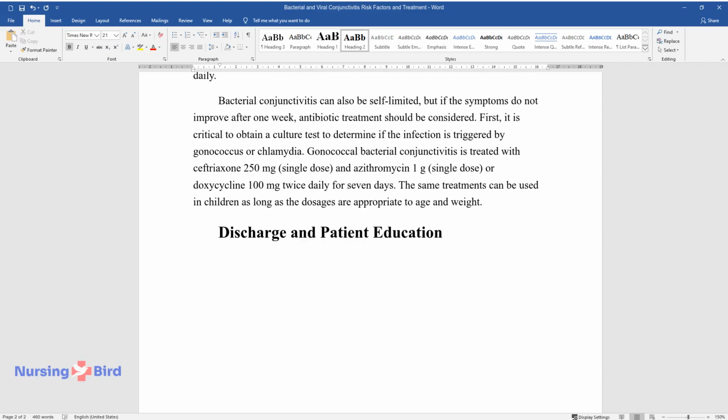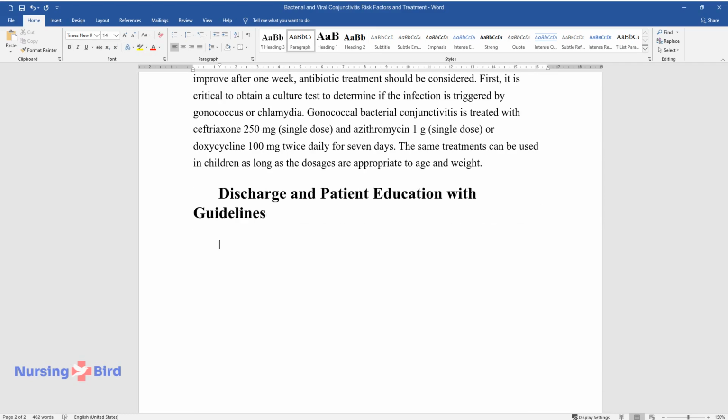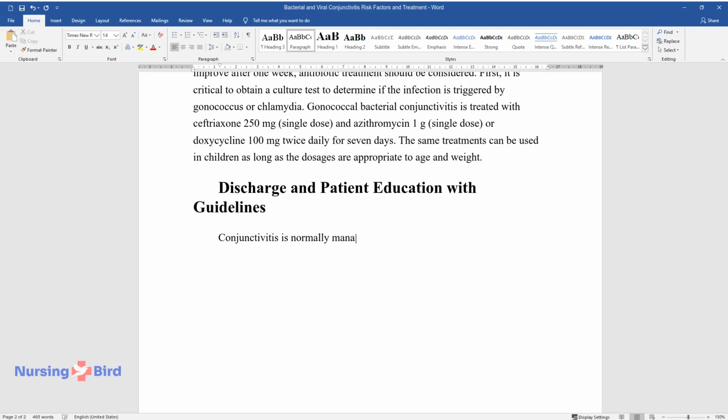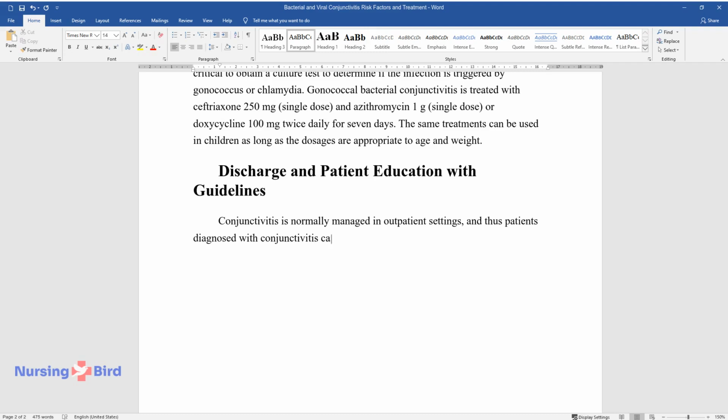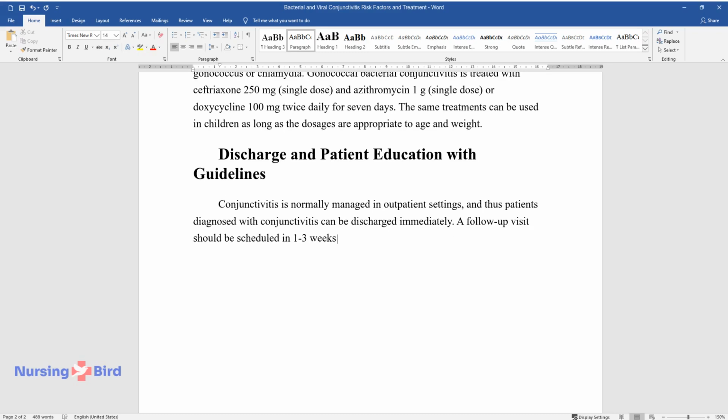Discharge and patient education with guidelines. Conjunctivitis is normally managed in outpatient settings, and thus patients diagnosed with conjunctivitis can be discharged immediately. A follow-up visit should be scheduled in 1 to 3 weeks depending on the symptoms and the type of infection found in the patient.